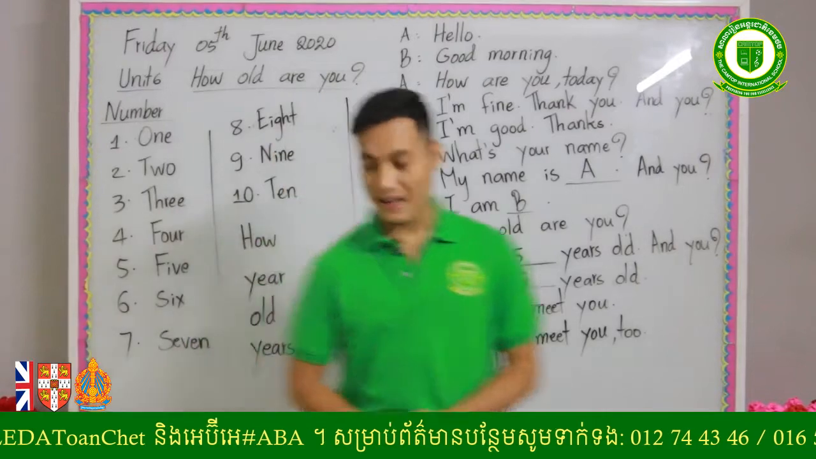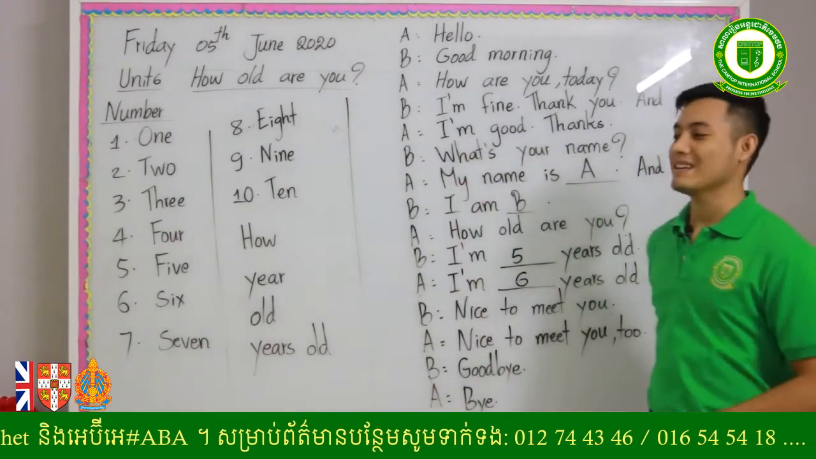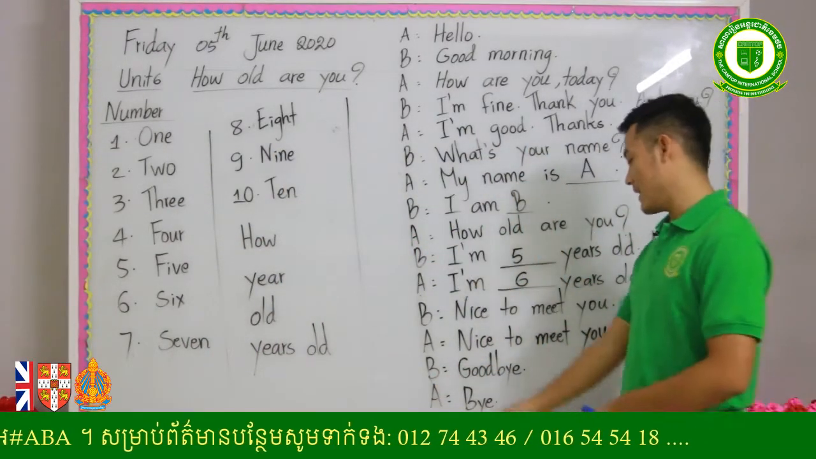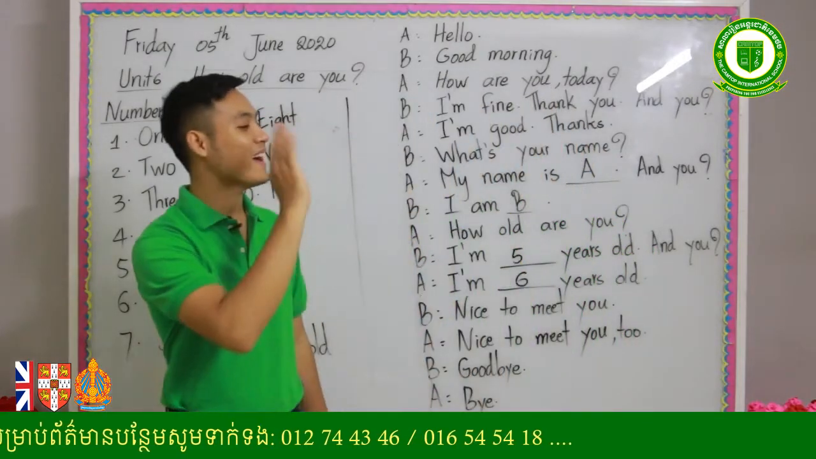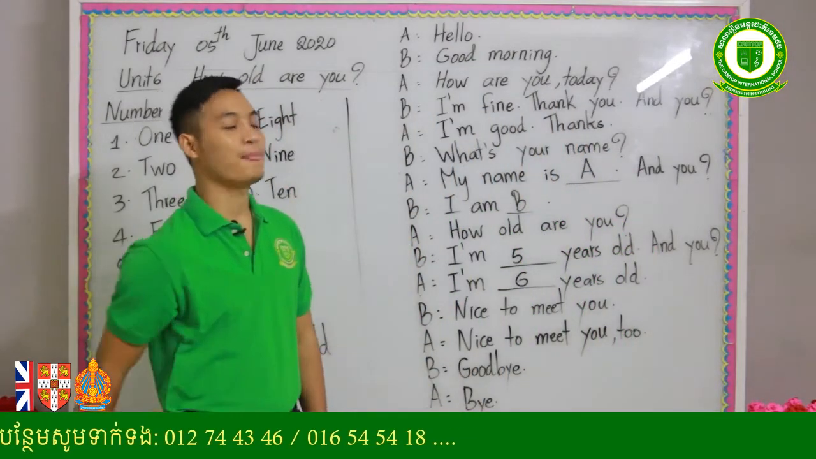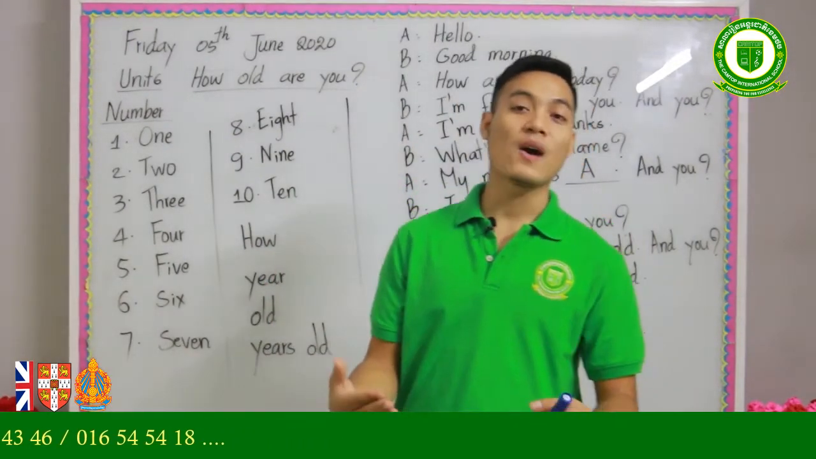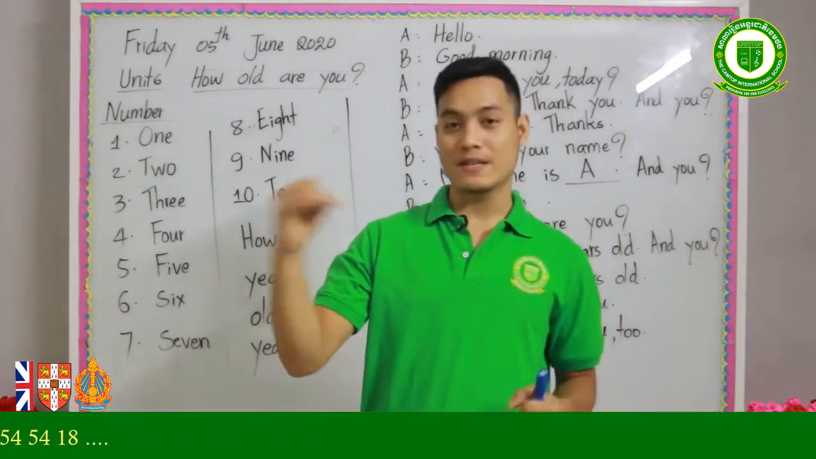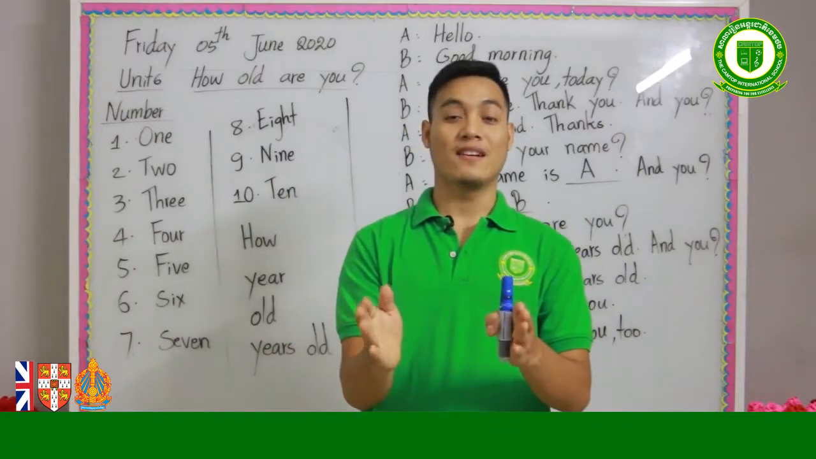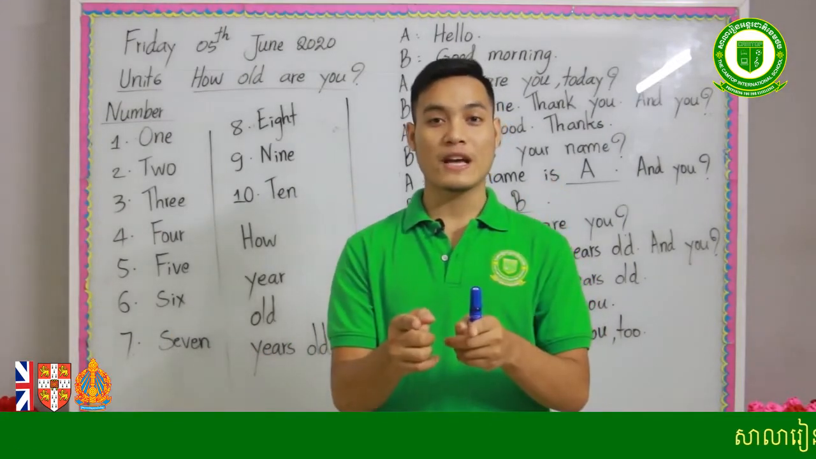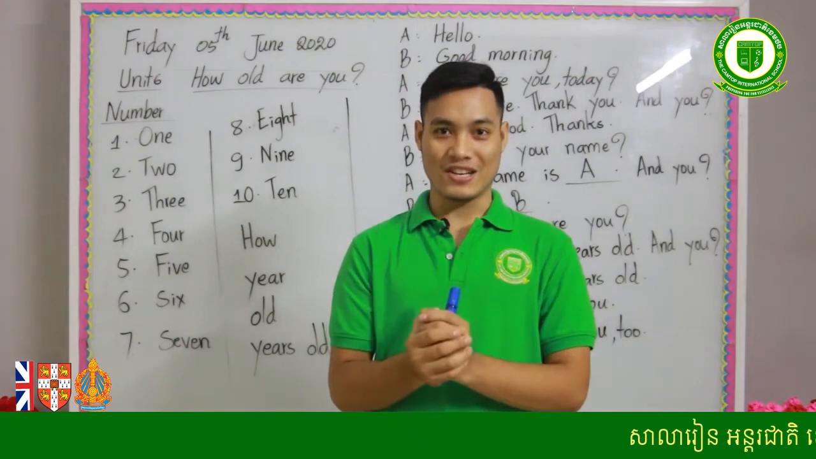And B say, goodbye. Goodbye. And A also say, bye. Bye. Okay, so do you understand? So this is how Mr. A and Mr. B talk to each other, okay? So please watch again and pay more attention, okay?